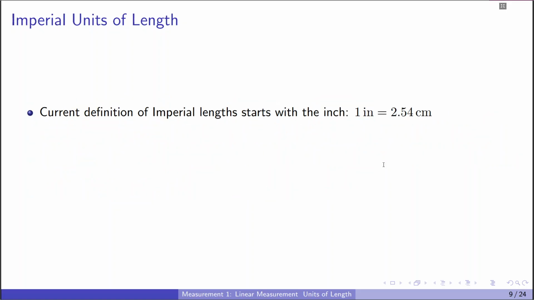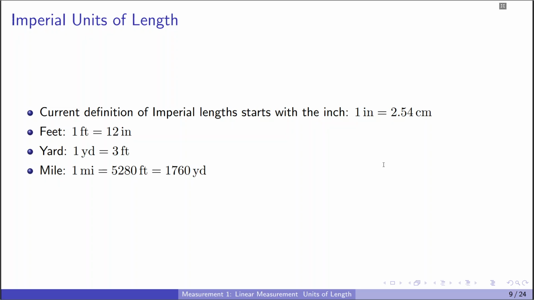Now, the imperial units of length. The current definition of imperial lengths starts with the inch, where 1 inch is 2.54 centimeters. Then 1 foot is 12 inches, 1 yard is 3 feet, 1 mile is 5,280 feet, or 1,760 yards. You might have heard 5 tomatoes to remember 5280 for the number of feet in a mile. Still prefer the metric system where you're just shifting the decimal place.